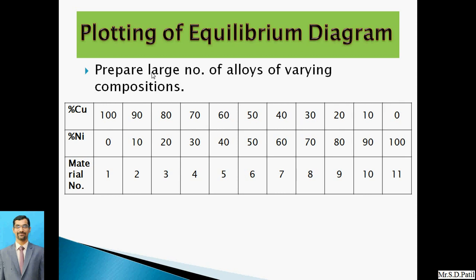This is explained by one sample which is mentioned over here. Let us consider a binary copper-nickel system. Copper and nickel have 100% solubility in the liquid and solid state. These are the two elements of the binary system we have taken, copper and nickel, and both are 100% soluble in the liquid as well as in the solid state.